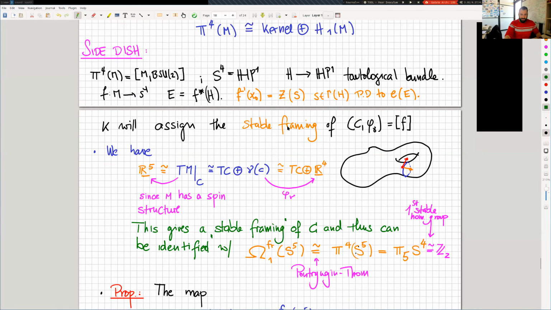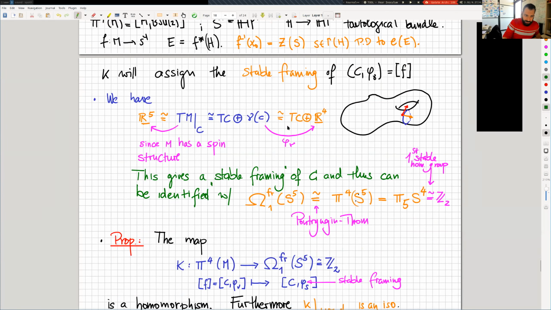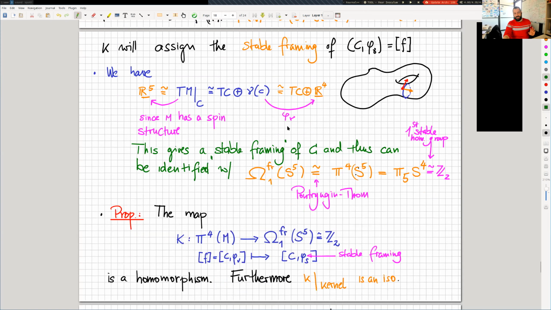Okay, and what does kappa do? This is a little bit tricky, and I cannot explain it in every detail, but I hope to get the idea right.